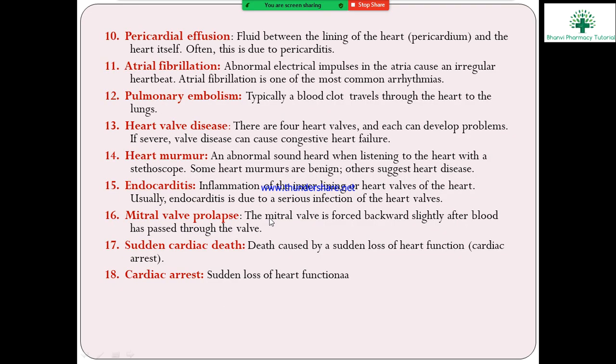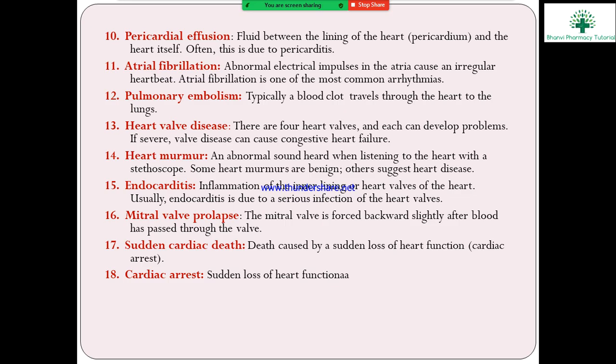Next, pericardial effusion. In pericardial effusion, the pericardium contains a layer of fluid between the lining of the heart, the pericardium, and the heart itself, often due to pericarditis. In the condition of pericarditis, with inflammation of the lining or heart muscles, this condition pericardial effusion occurs.